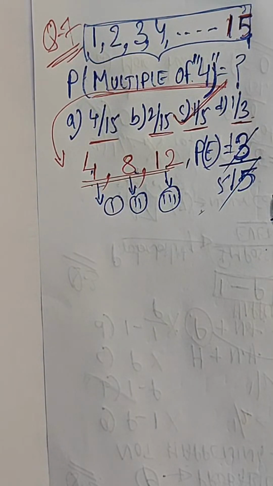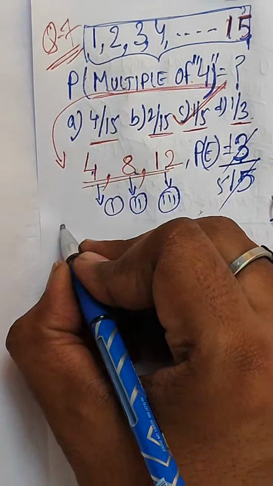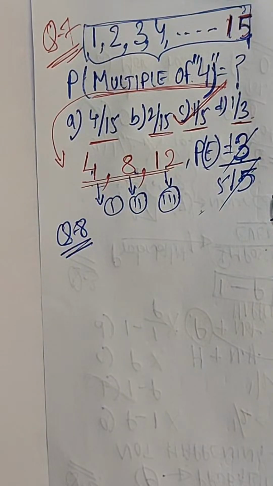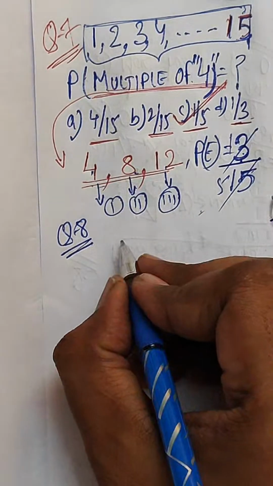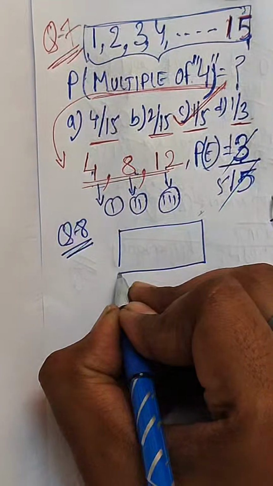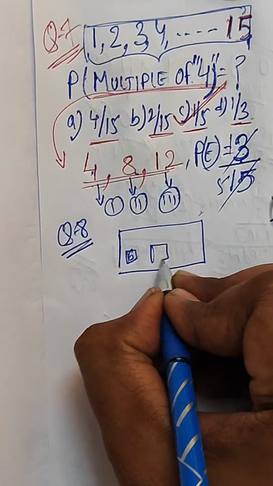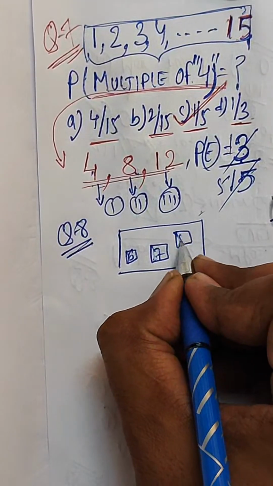So option number C is the correct option. Right? Now, coming quickly to question number 8 of today's MCQ series. In question number 8, it's given that a box contains cards numbered 6 to 50. The cards have numbers 6, 7 till 50.